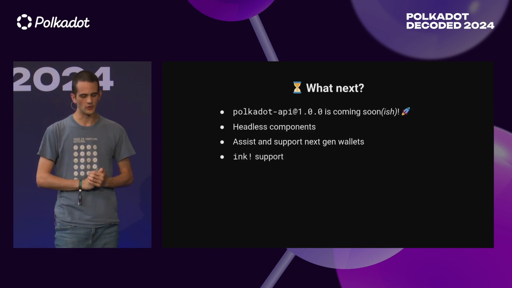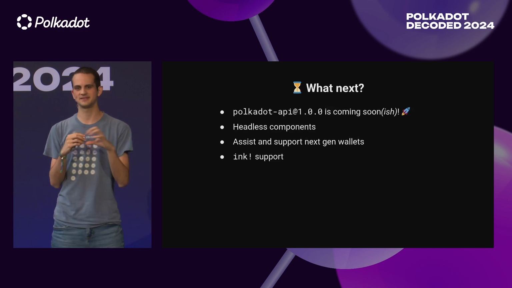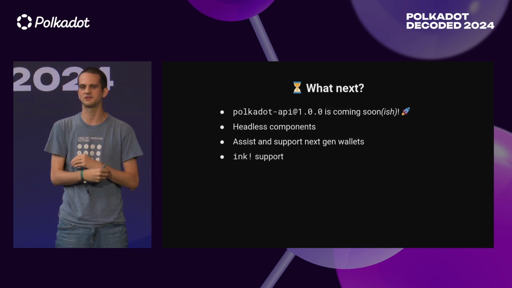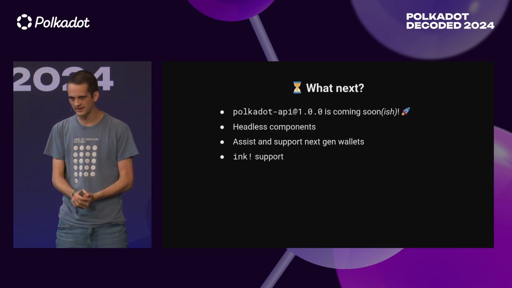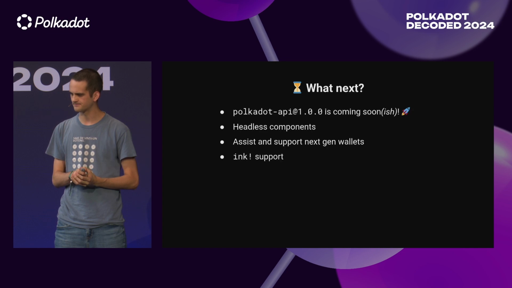And besides that, we want to add native ink support, so the same nice typings and safety that we have with extrinsics, events, runtime APIs, etc. We want to have them as well for ink contracts using the contract metadata.